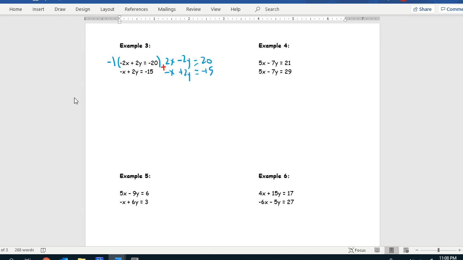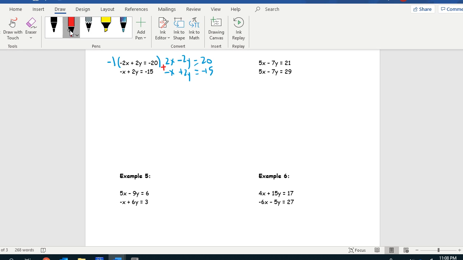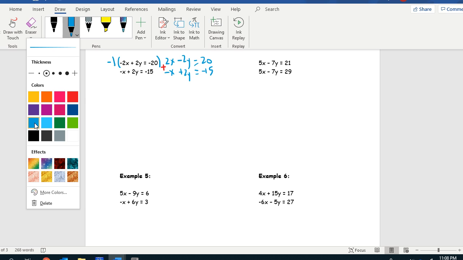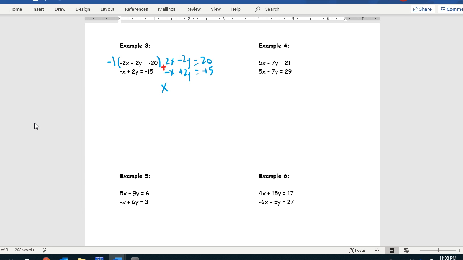So what is 2x plus -x? That is x. What is -2y plus the 2y? Those are eliminated. And what is 20 plus -15? That is 5. So x equals 5.